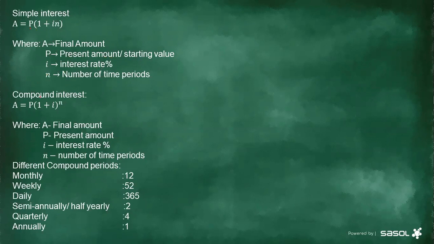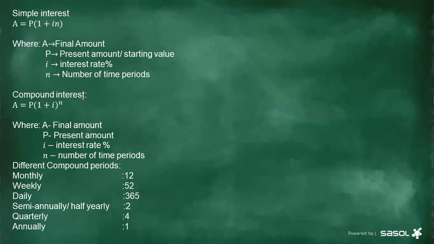And then we go to compound interest. A is still the same as with simple interest, which is the final amount or the accumulated amount. And then P is the present amount. i is the interest rate in terms of percentage. And remember, every time we are given an interest rate, we divide that interest rate by 100. All right. And then n is the number of years or number of time periods.